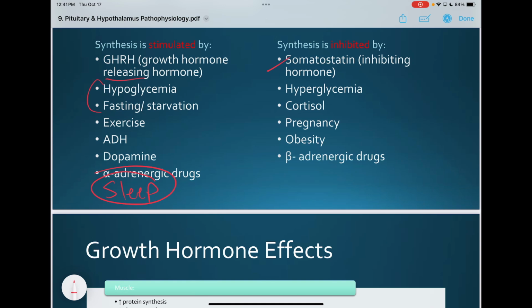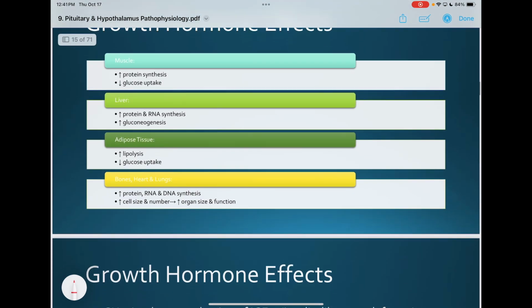Hyperglycemia inhibits it. If we're fed, there's no reason for growth hormone to come out because we have enough sugar in our system. Cortisol, same reason. It's going to raise your blood sugars. You don't need growth hormone to do that as well. It'll cause diabetes, which is why sometimes when people take growth hormone for too long, they get diabetic because of the excess sugar floating around for so long. Pregnancy will inhibit it. Obesity will inhibit growth hormone, and beta-adrenergic drugs can do it as well. The effects of growth hormone in the muscle: protein synthesis, we want to make more muscle, and decrease glucose uptake. So keep it in the blood.